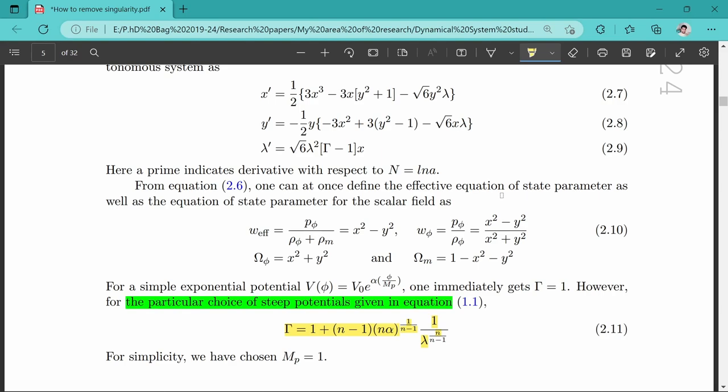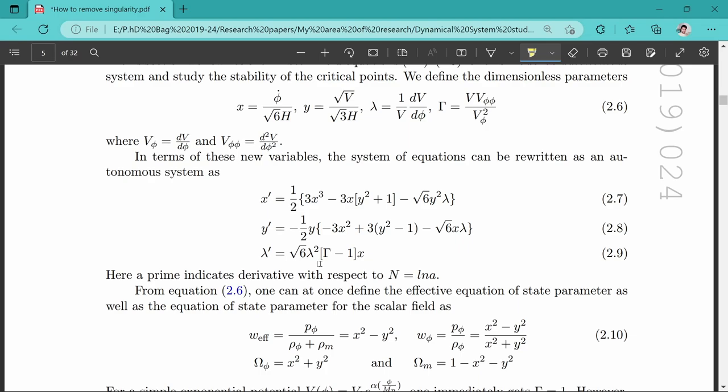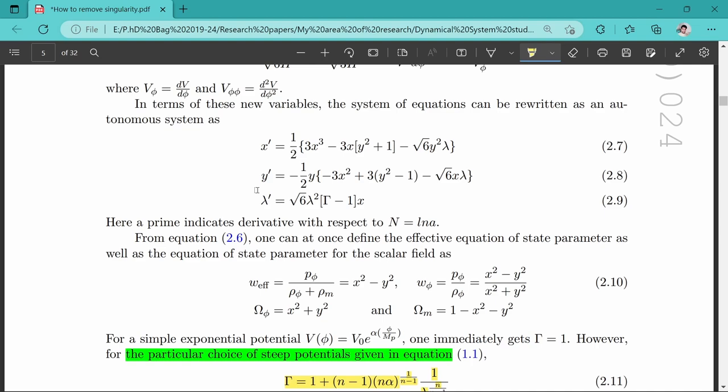First of all, when you are studying quintessence for an exponential potential, and the exponential potential has only phi, then you don't require this lambda prime equation. Here you have just x and y, and everything is fine because lambda becomes constant, no problem with that. But now when we are using the generalized potential, the problem arises. Now the system is in 3D, because we have three dynamical variables, so the phase space becomes a three dimensional phase space. Now we have to find the critical points of x prime, y prime and lambda prime.